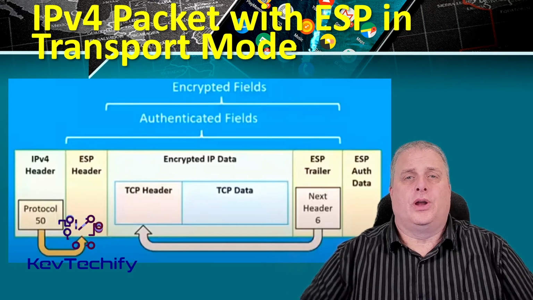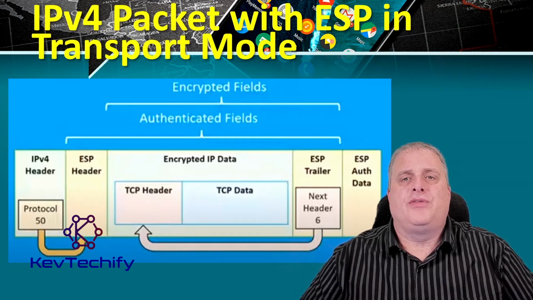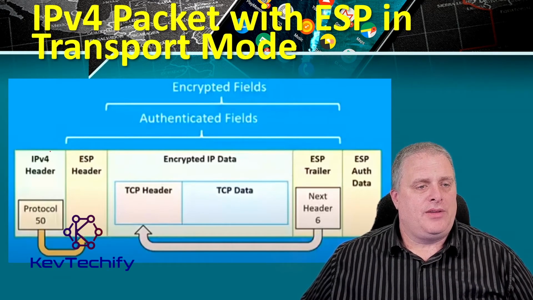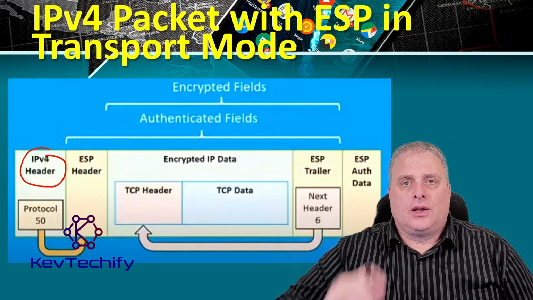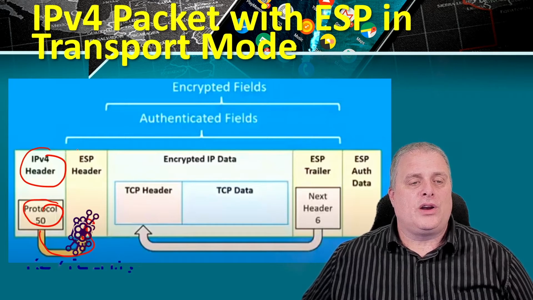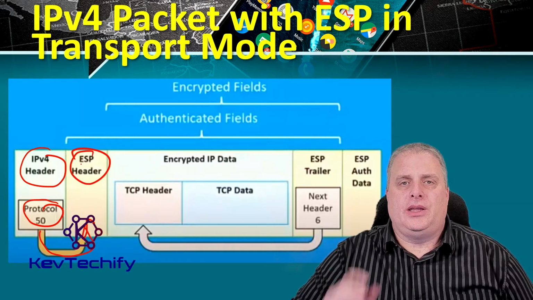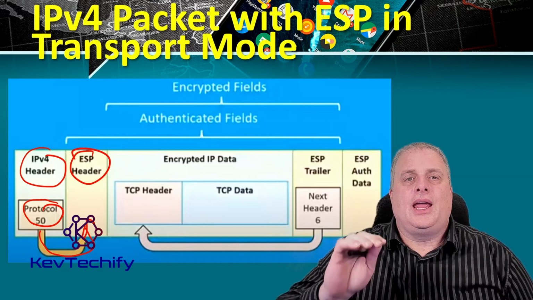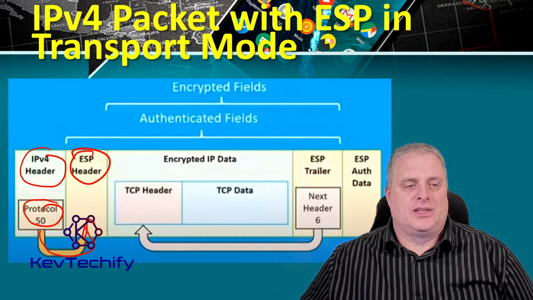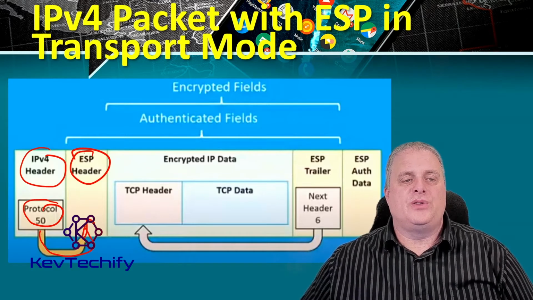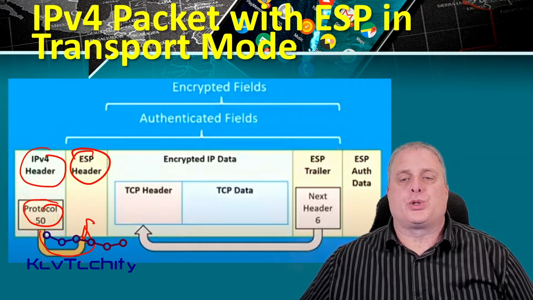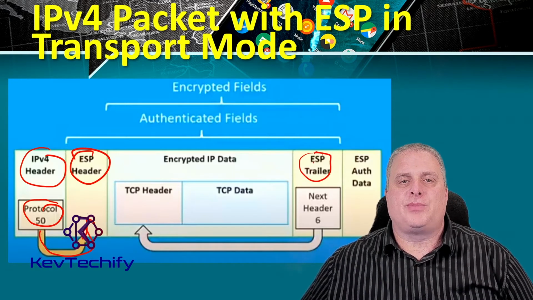In transport mode, there's only the single IP version 4 header, which isn't changed. Right here, we have our IPv4 header. We use protocol 50 to point to the fact that we are using ESP, the encapsulating security payload, and the ESP header is then added. So protocol 50 says, hey, we're using ESP, let's add in our ESP header. There's also an ESP trailer. Way over here, we have our ESP trailer.